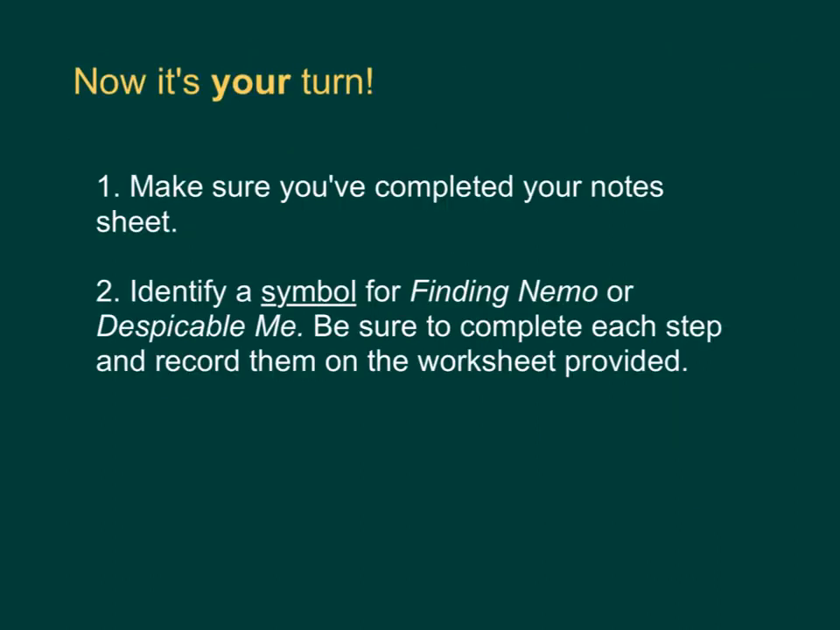Up next, I'd like you to give this a go. It's your turn. So make sure you've completed your notes on that sheet that you were given, and your job after you've completed your notes, your need-to-know details, is to identify a symbol for either Finding Nemo or Despicable Me, one of those 2 movies, being sure to, of course, follow each of the 4 steps.